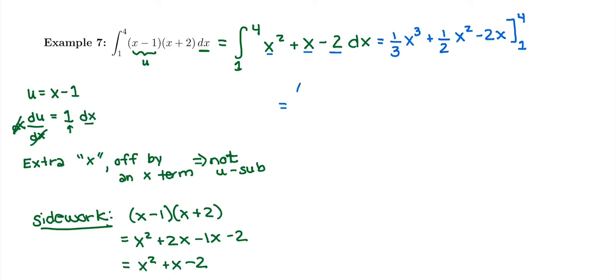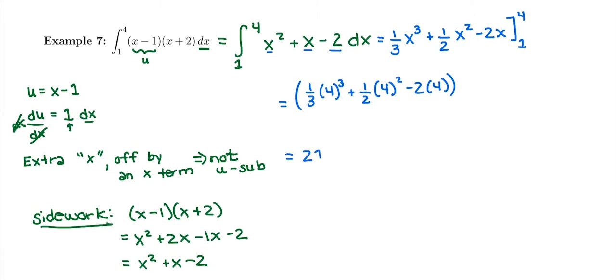And now fundamental theorem of calculus says plug in your upper bound to the entire antiderivative. So 1/3 of 4 cubed plus 1/2 of 4 squared minus 2 times 4. There's my upper bound. I plug in just that number into my calculator and see what I get. And I'm getting 21.3, repeating for that.